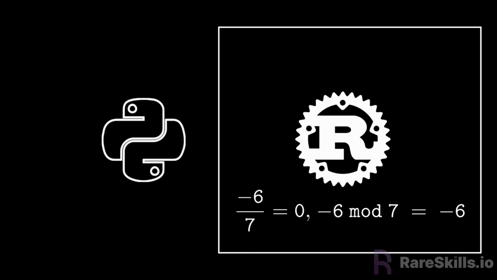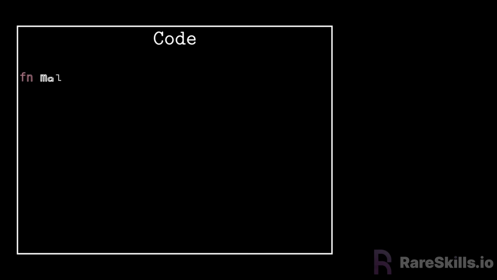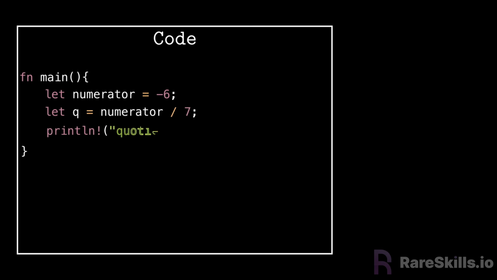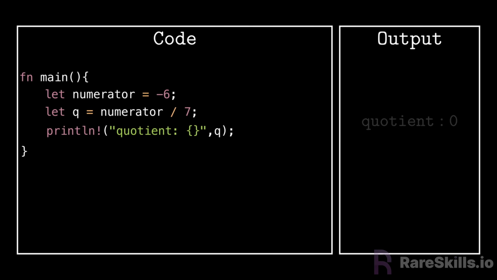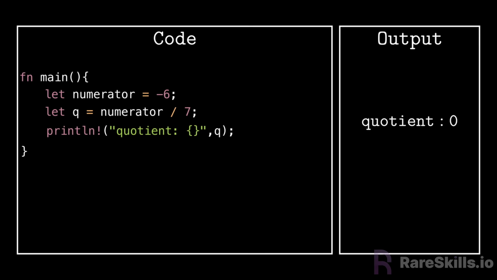So if you do not have Rust installed on your computer, I advise you to open your web browser and use the website play.rust-lang.org. Here, Rust returns 0 as the answer, but if we go back to our Python terminal to check, we see that Python returns -1. This means that the modulo will not be computed in the same way.